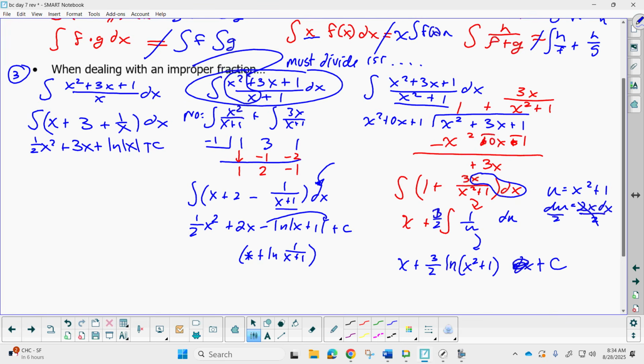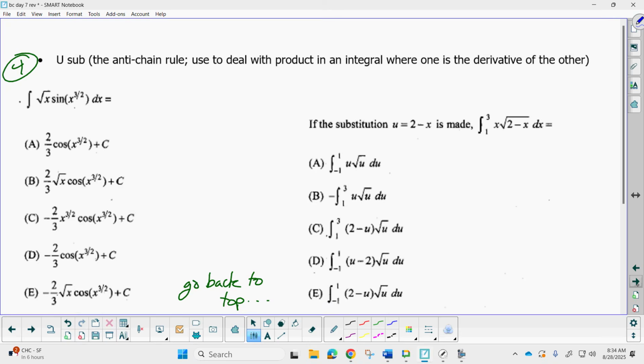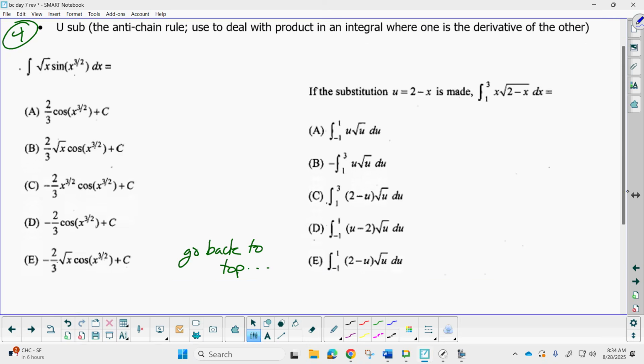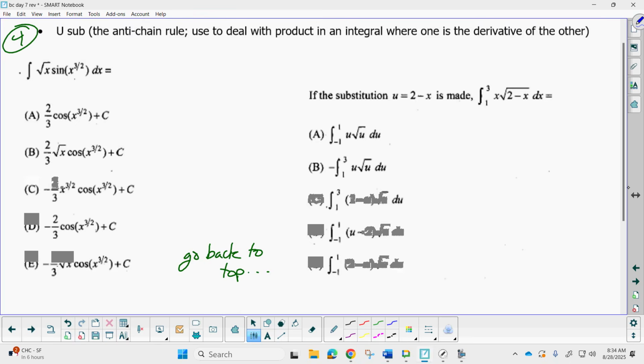Speaking of U sub then, would you jump down now to a little U sub practice? Let me see that U sub skillage. Would you do those two? Check with your math amigos around you. And I'm going to hand out a few more papers.